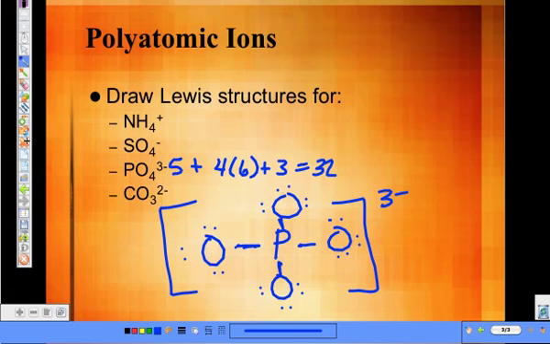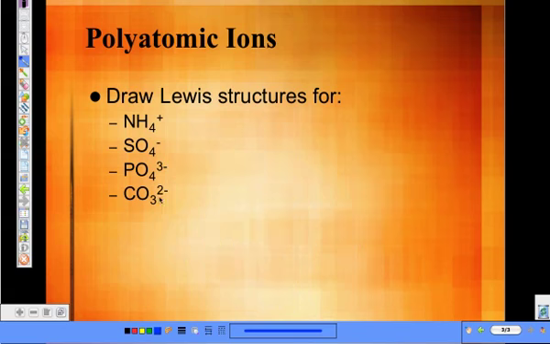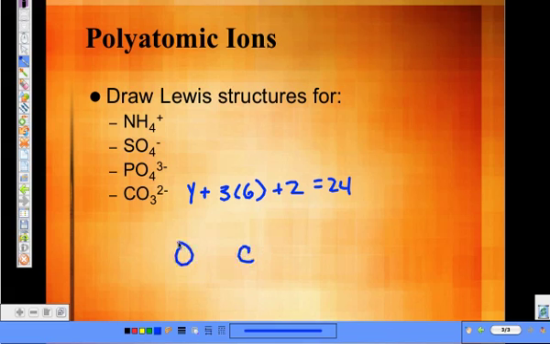The last one, CO3 2 minus. We have 4 plus 3 times 6. And what does that 2 minus tell us we do? Add 2. So we'd have 24. 3 oxygens. It doesn't matter which side the oxygens are on. 4 dots for carbon, and then each oxygen gets 6.